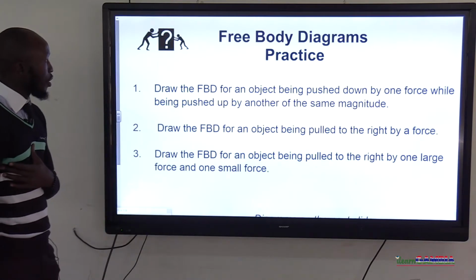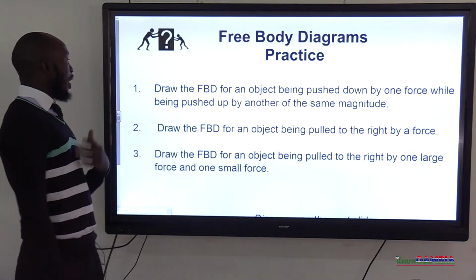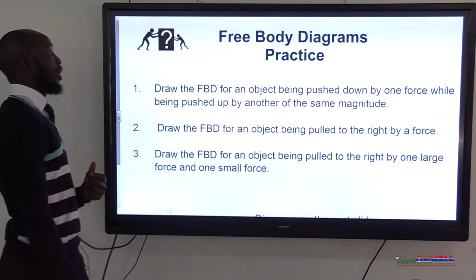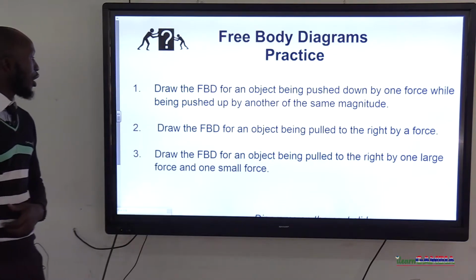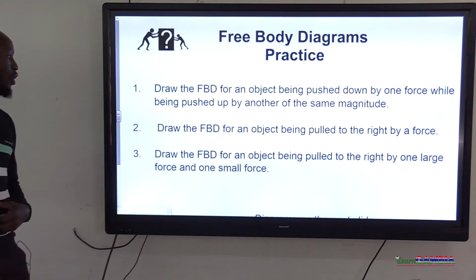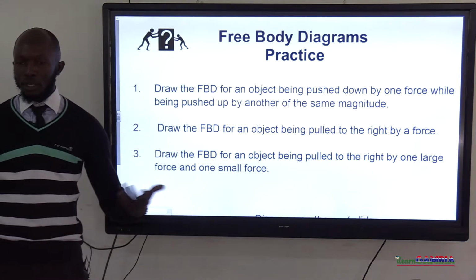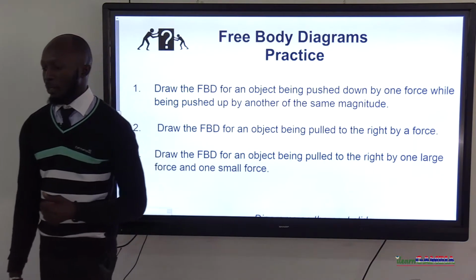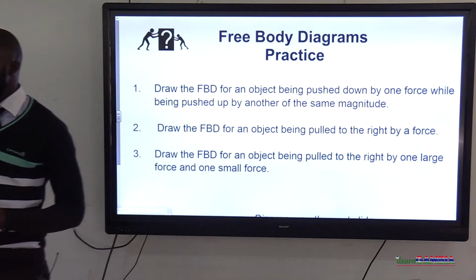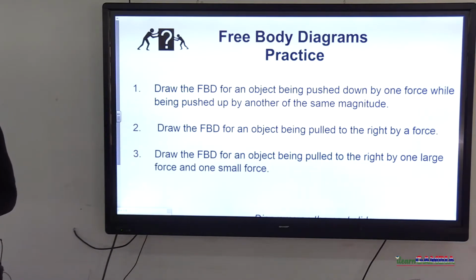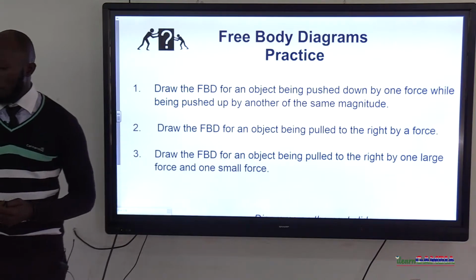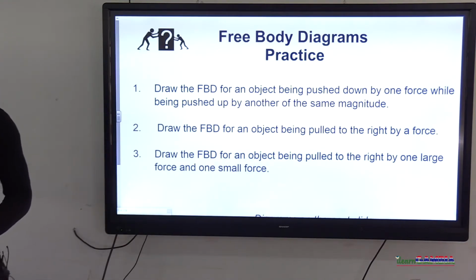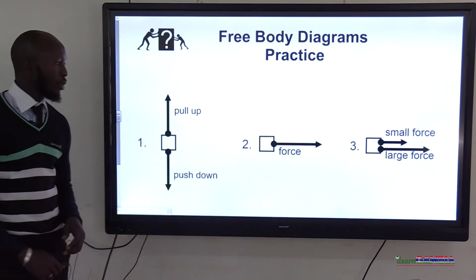Now, if I ask you to draw the free body diagram for an object being pushed down by one force while being pushed up by another force of the same magnitude, I think you should be able to do that. And I give you another one. Draw the free body diagram for an object being pulled to the right by a force. And finally, draw the free body diagram of an object being pulled to the right by one large force and one small force. I think you'll be able to do that.